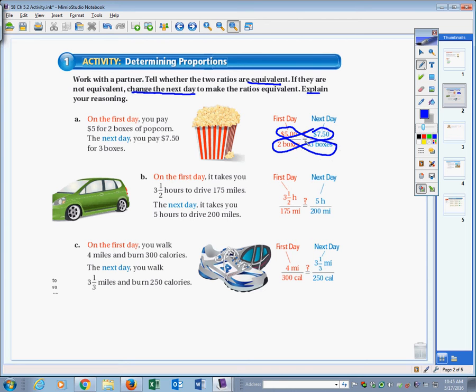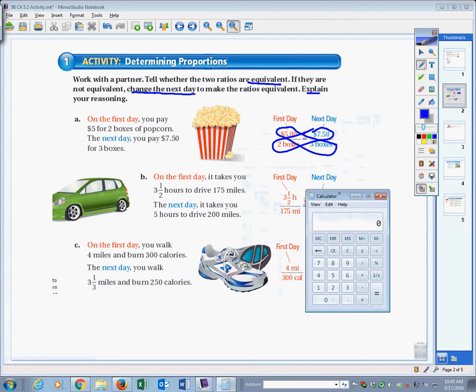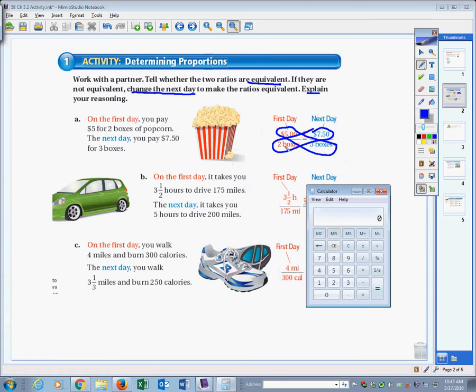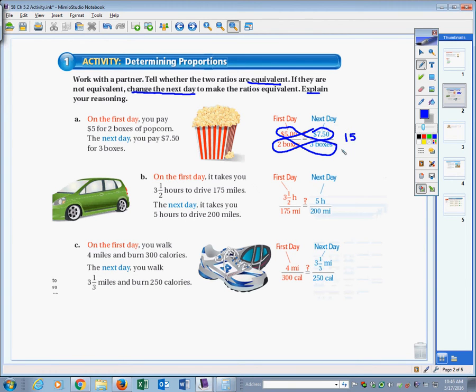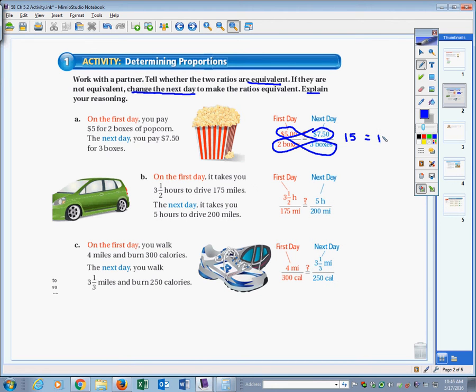I like to do the top one first, so 2 times $7.50. In order to do this, I am very okay with you guys using a calculator. So we're going to take 2 and multiply it by $7.50. So 2 times $7.50 is going to equal $15. And then we're going to take our second product and multiply 5 times 3. And that also gives us 15.